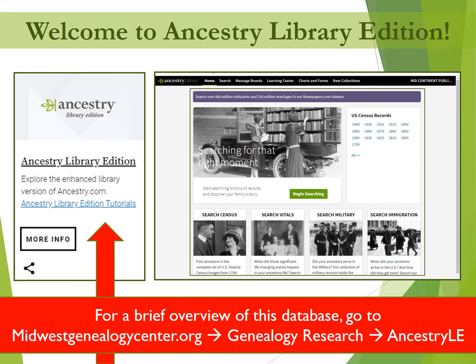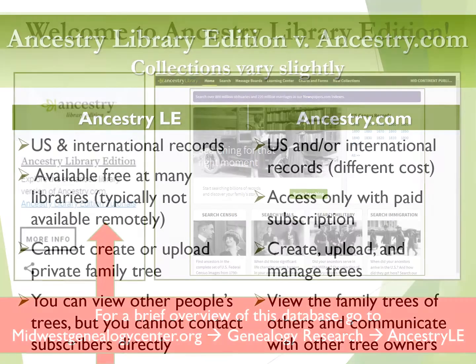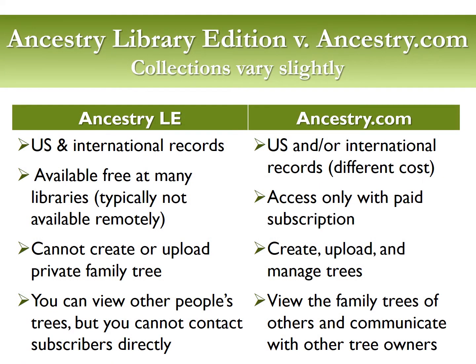Ancestry Library Edition is typically an in-library use only database, meaning you will most often have to visit the library or research facility to use this database. While the record collections accessible through both Ancestry Library Edition and Ancestry.com are largely the same, there are other significant differences between the two databases. Again, Ancestry Library Edition is the free version available through many libraries and genealogy research centers.